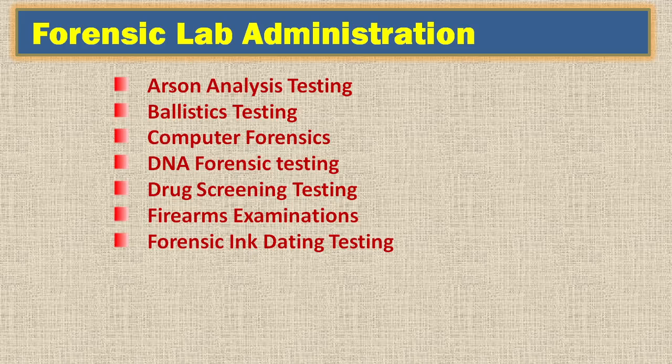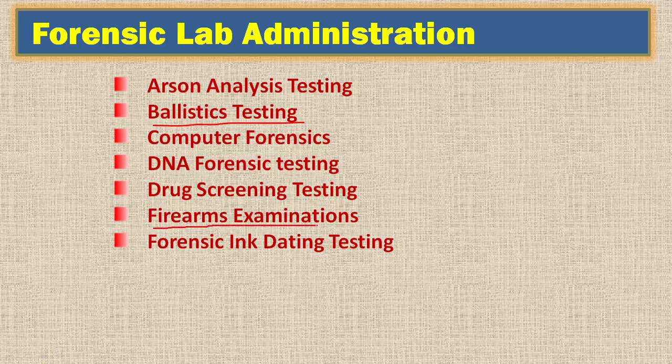In a forensic lab, they do arson analysis, ballistic testing. Ballistic means it includes bullets or any explosives. Computer forensics, computer related fraud, and DNA forensics, like in killing, murder, or accident. In most of these cases you want to identify the victim or person, so DNA testing will be done. Drug screening testing, to see whether the person has consumed a drug or not, or if they deal with drugs, what kind of drug it is. That all comes under drug screening.